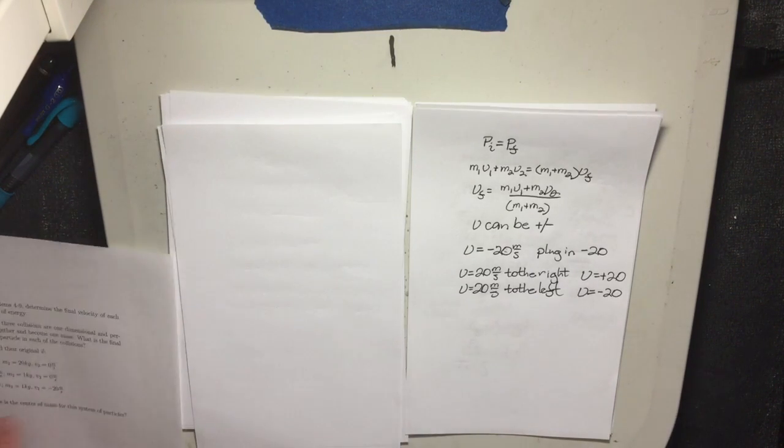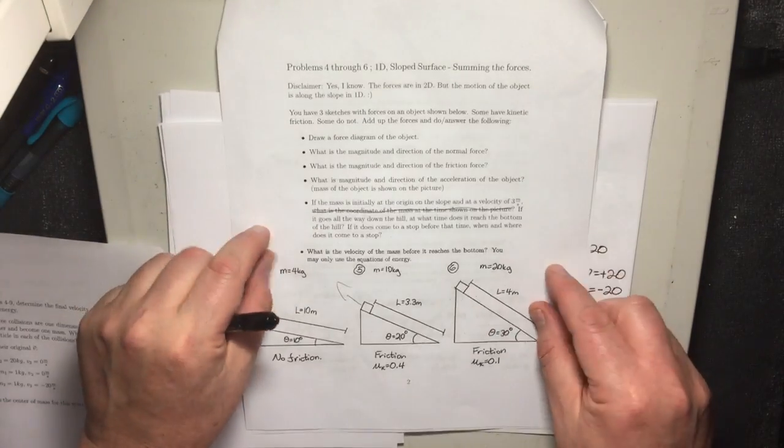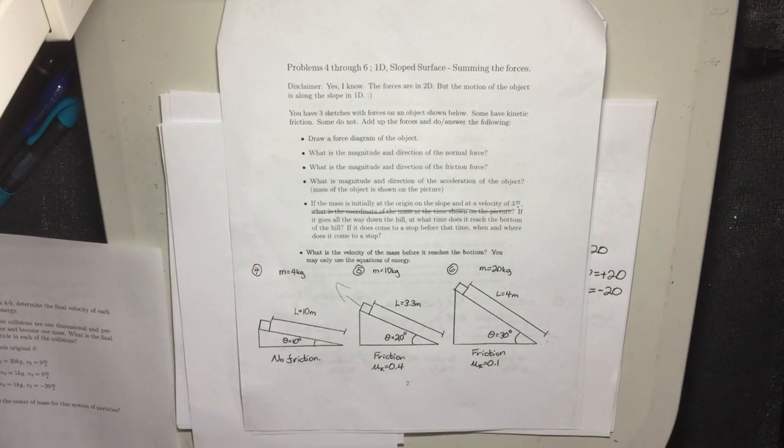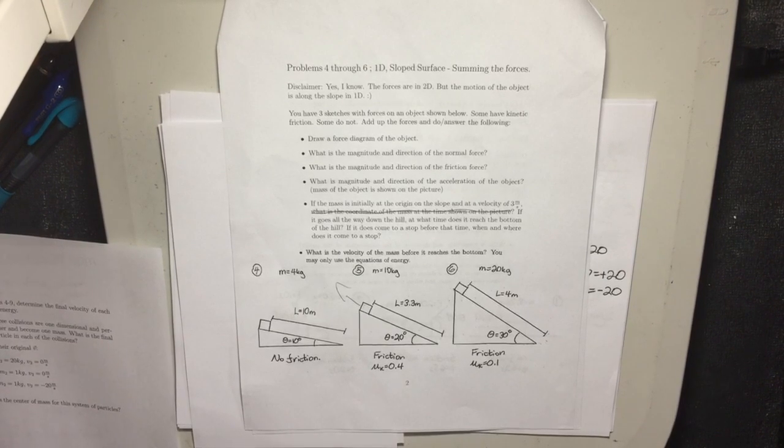What I want you to do with these guys: earlier in the semester in problem set 3, we used the equations of motion to determine the final velocity at the bottom of the hill. Today what we're going to do is determine that same velocity through a different method. In this particular case, we're going to use energy.